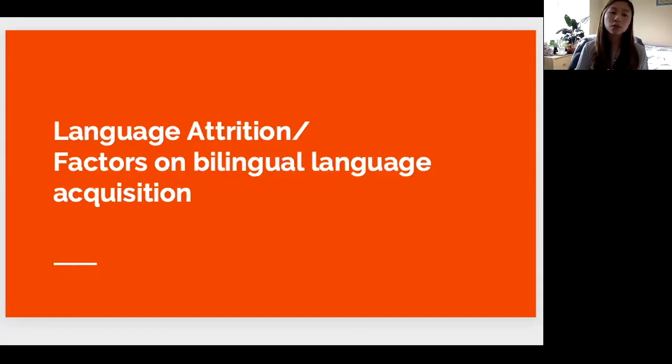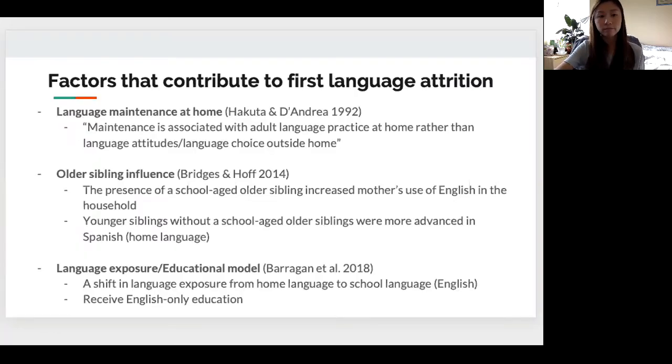And in order to avoid over-identification, it is also important to understand home language attrition and factors affecting bilingual language acquisition. Hakuta and DeAndrea suggested that maintenance is associated with adult language practice at home rather than language attitudes or language choice outside home, which means in order to preserve home language and culture, we as SLPs need to encourage parents to continue using home language at home.